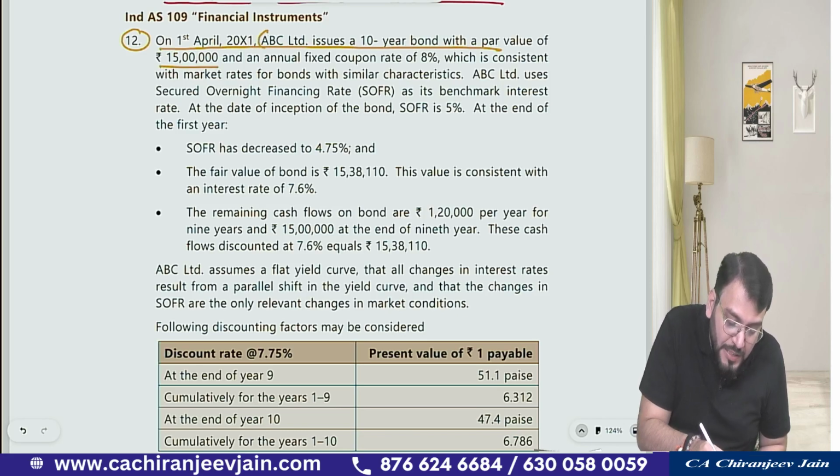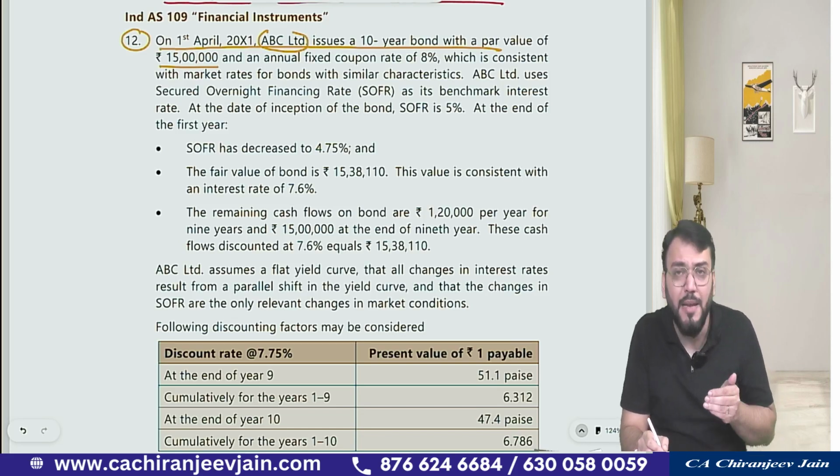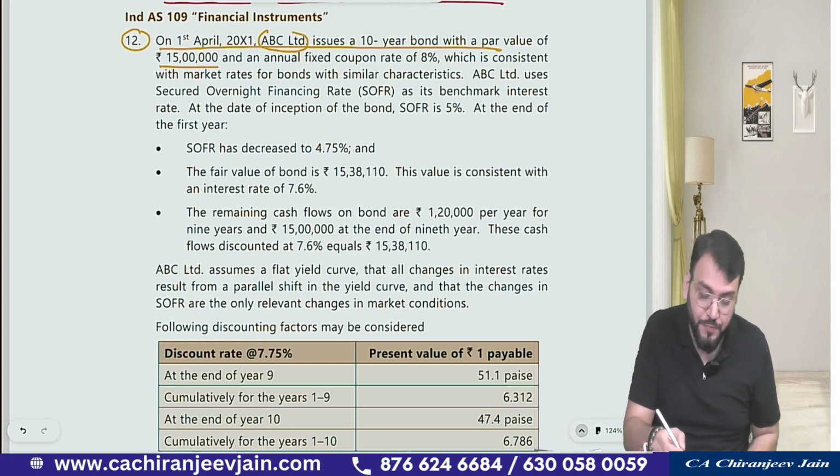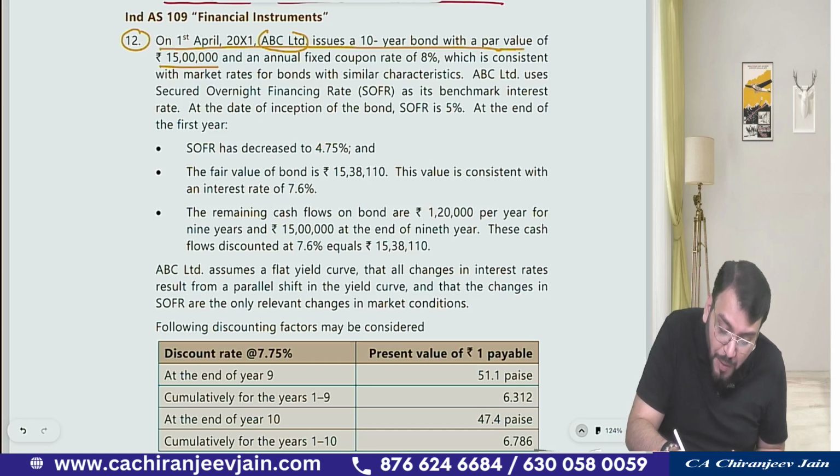Means the company name is ABC Limited. ABC Limited issued a 10-year bond. Means from ABC Limited's point of view, this bond is a financial liability. I hope you have understood. And they have issued it at par, with a par value.